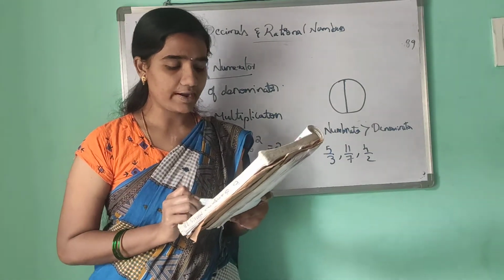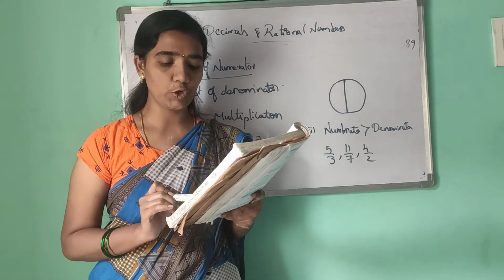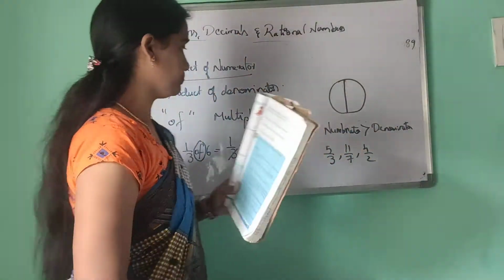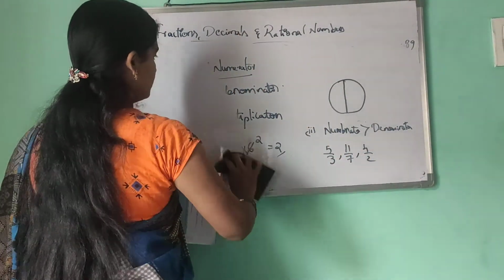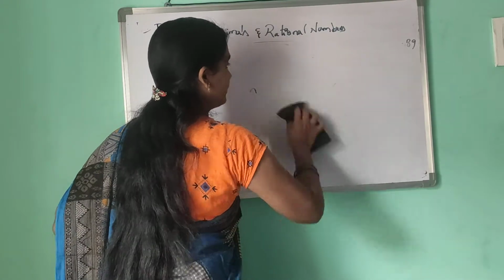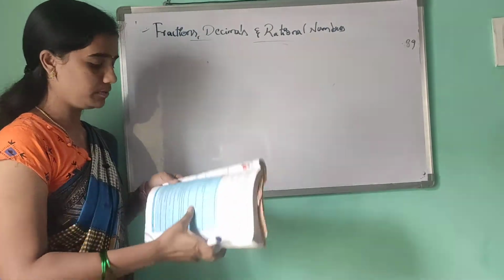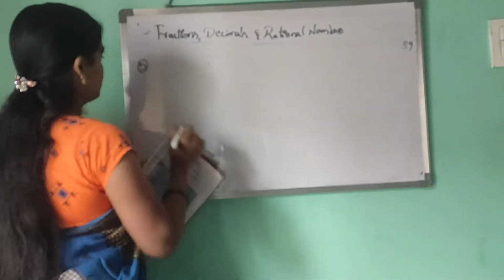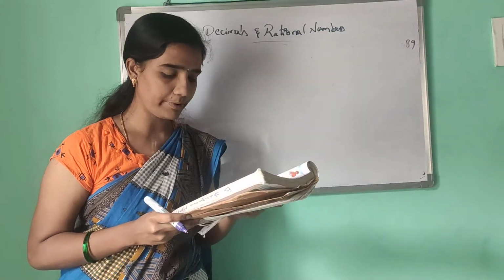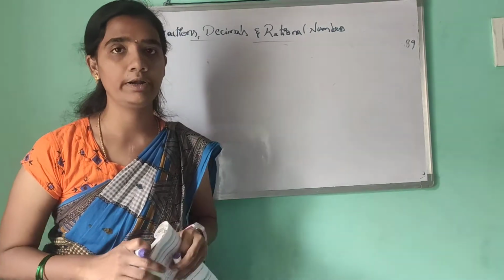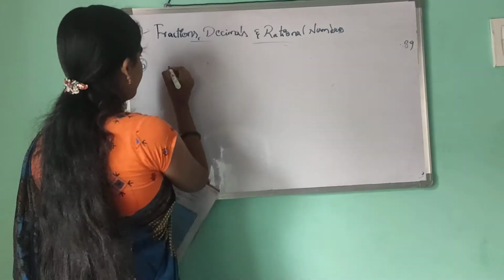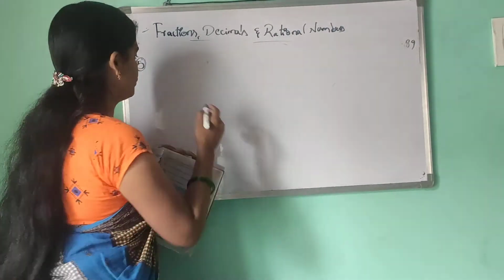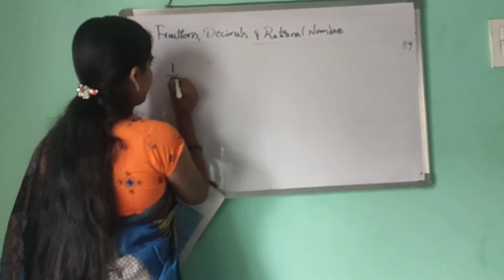Coming to fifth one. A reciprocal of a fraction is obtained by inverting the numerator and denominator. Let's see, what is the fifth one? A reciprocal of a fraction is obtained by inverting the numerator and denominator. For example, find the reciprocal of a given whole number or fraction. So here I am taking 1 by 5.